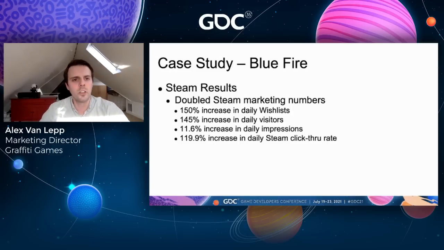So here are some of our results. Overall, we doubled our Steam marketing numbers: 150% for our daily wishlist, 120% for Steam click-through rate. Visitors went up 145%. Not that much of a daily impression increase, only 11.6%. But again, because all the other numbers are higher, it shows me that the key art really did convert people into wanting to check out the game and going to the page. Because if the impressions are about the same, and everything else is going up, the only thing that's changed is the key art. That's what it is.